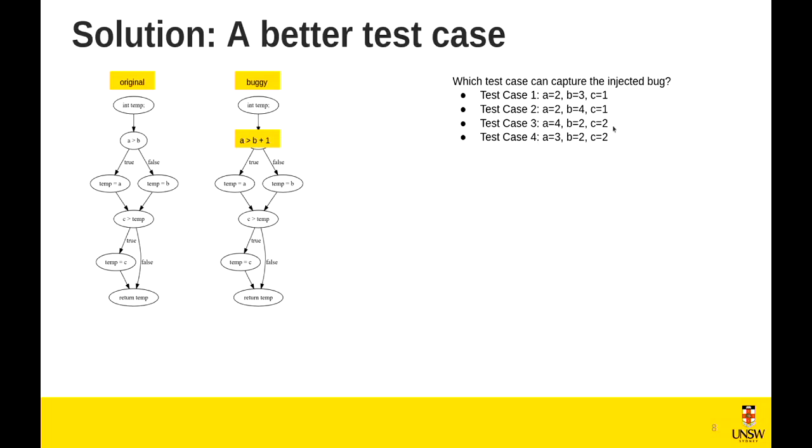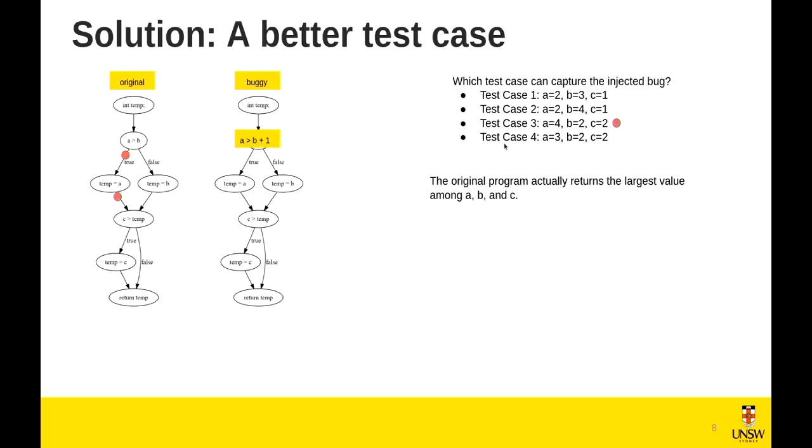So first, let's have a look at why test case 3 cannot help us to identify the bug here. Actually, the original program is to return the largest value among A, B, and C. Let's remember this. So this can help us to easily understand what it should return. So for the test case 3, because of the semantic of this program, it should return 4. And let's see what happens.